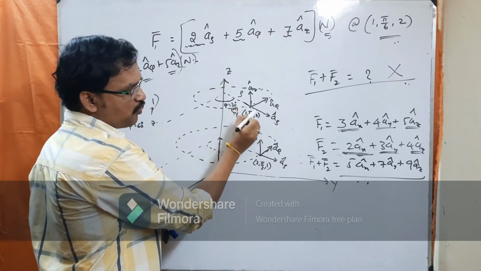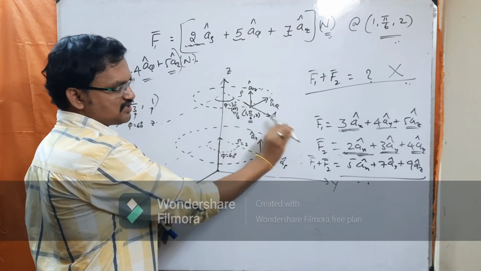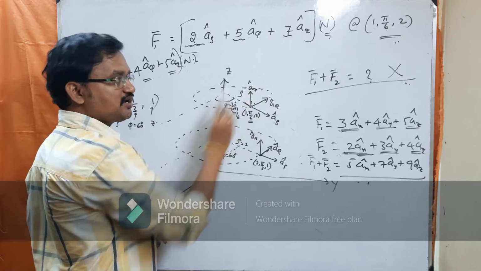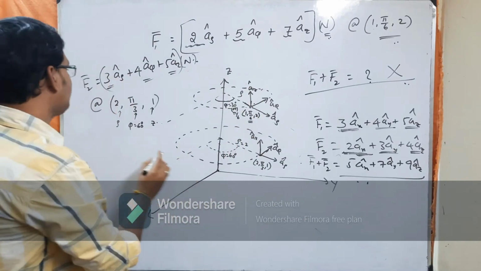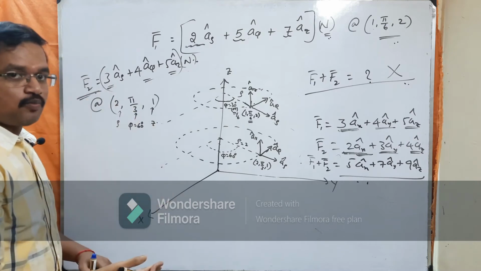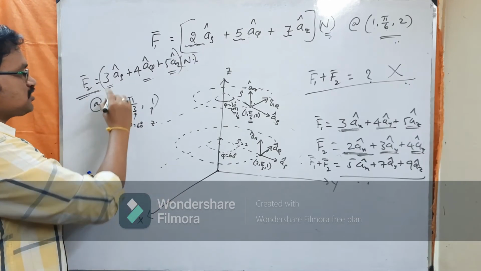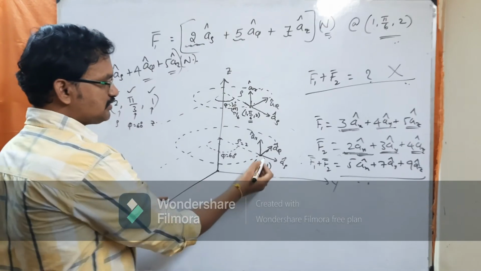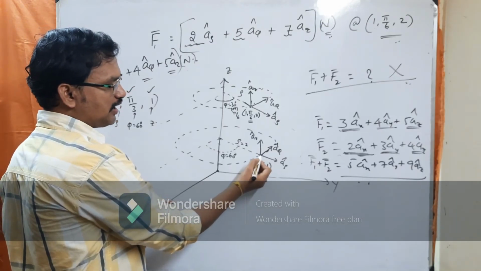Understood? So at this point the direction of a rho cap is in this direction, a phi cap direction is in this direction, and a z cap is in this direction. Understood? And you have defined another vector at another different point, yes or no? So that point is (2, pi/3, 1). Understood? So that means that point is (2, pi/3, 1) at this location.